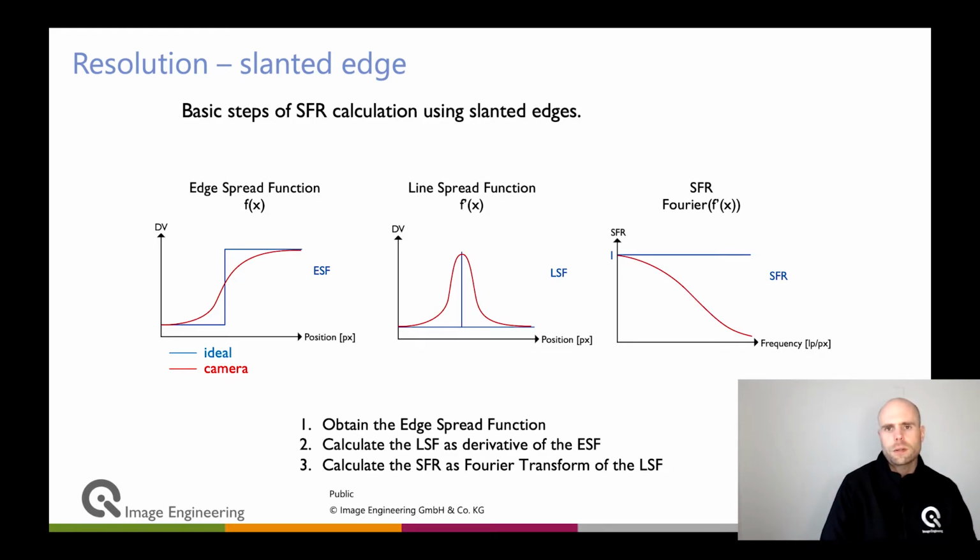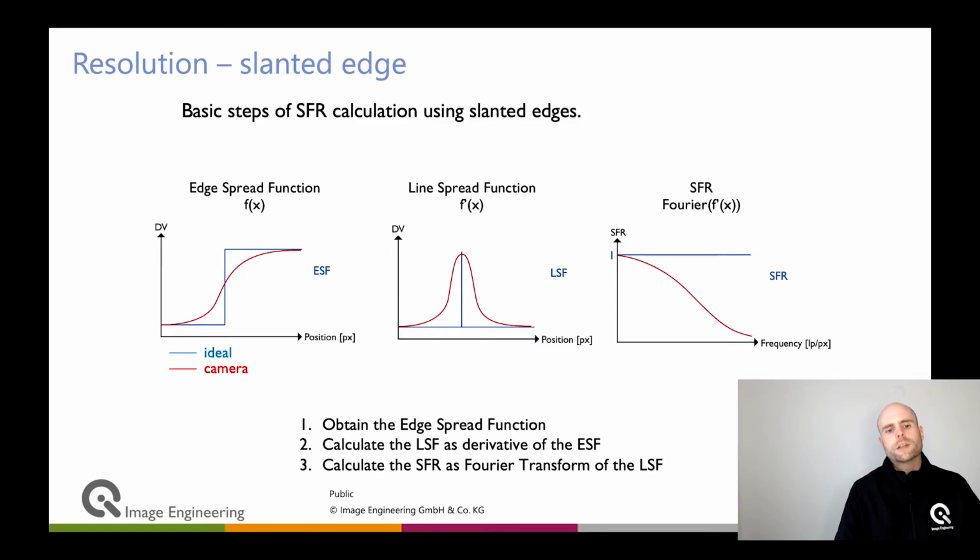An ideal camera would have the low signal and then jump to the high signal. And that represents the ideal edge spread function. Of course, a real camera would not do that perfectly. It will wash out the edge a little bit. So that is what we actually measure here, shown in red.